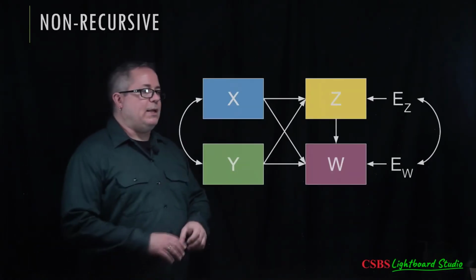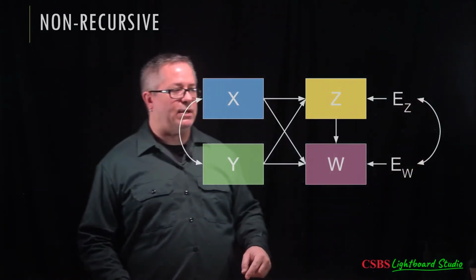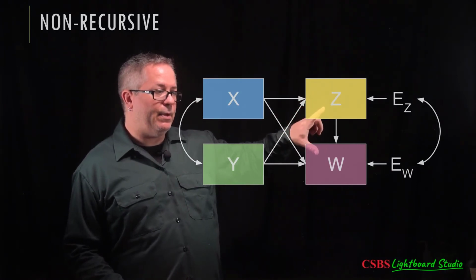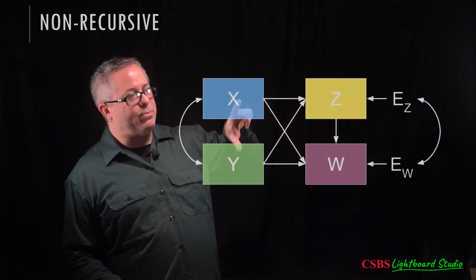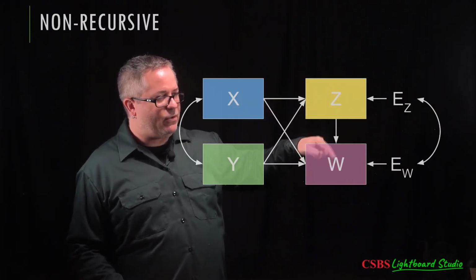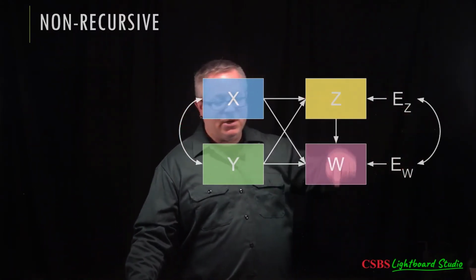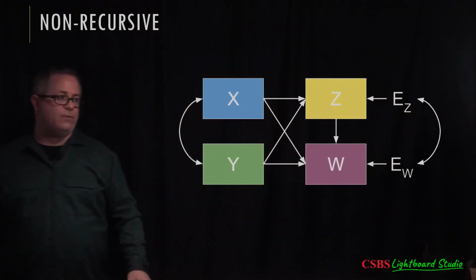The reason why you can't do this is because these two errors shouldn't correlate, because anything that would make Z and W related is already accounted for by the fact they're both being predicted by the same two preceding variables and that Z predicts W. So there should be nothing left to correlate here at all, because everything that's relating these two variables together should already be accounted for.